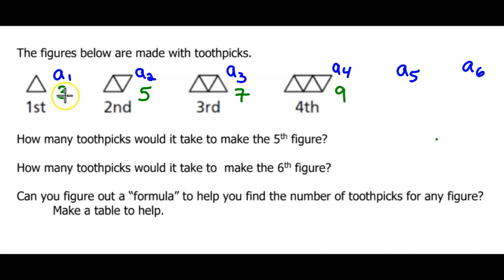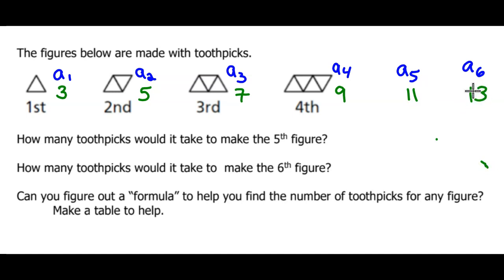You can say, am I multiplying 3 by something to get 5? No. Neither am I dividing or subtracting. It looks like I'm adding 2. And then I add 2 to get this one, and add 2 to get this one. And so it makes sense that our fifth one would have 11, and our sixth one would have 13.